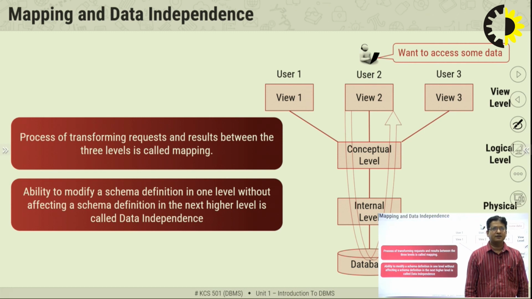Next is the concept of data independence. Data independence basically means the ability to modify a schema at one level without affecting a schema definition at the next higher level. Now, before understanding more about data independence, we must be clear about the concept of schema. Schema is just a logical grouping of the database. There are various types of schema here. Physical schema is there, logical schema is there, and conceptual schema is there.